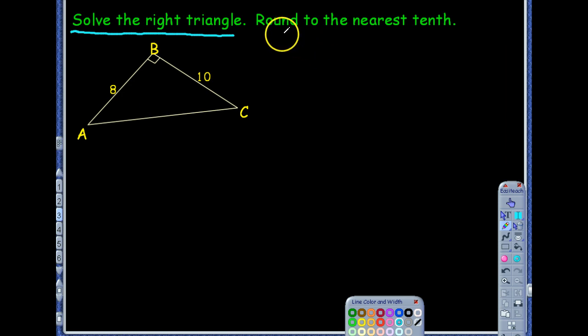The directions do say round to the nearest tenth. Even though there are no units, it's saying to round. I've been getting that question a lot: how do I know when to round? Well, it says to round, so let's do it.